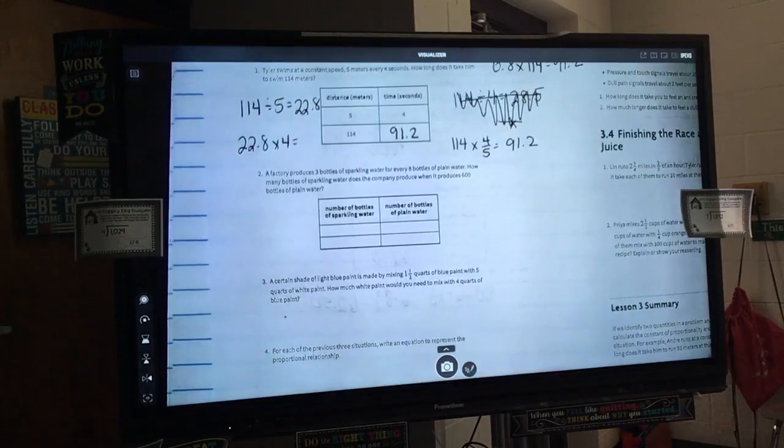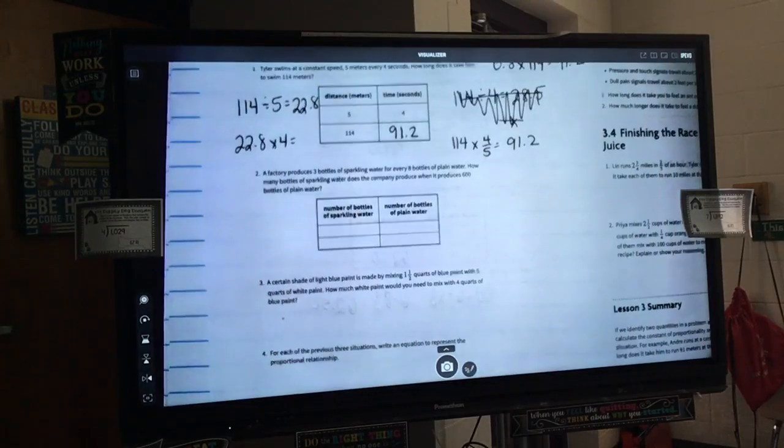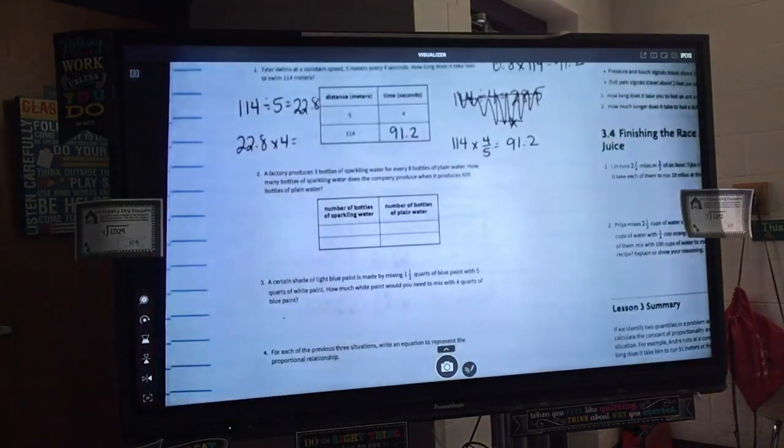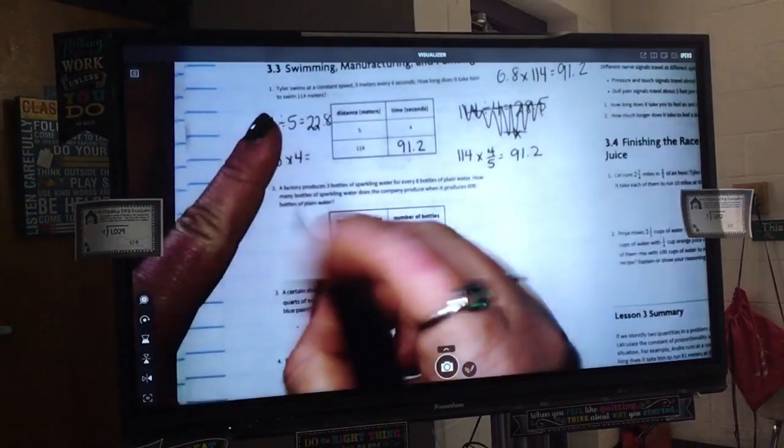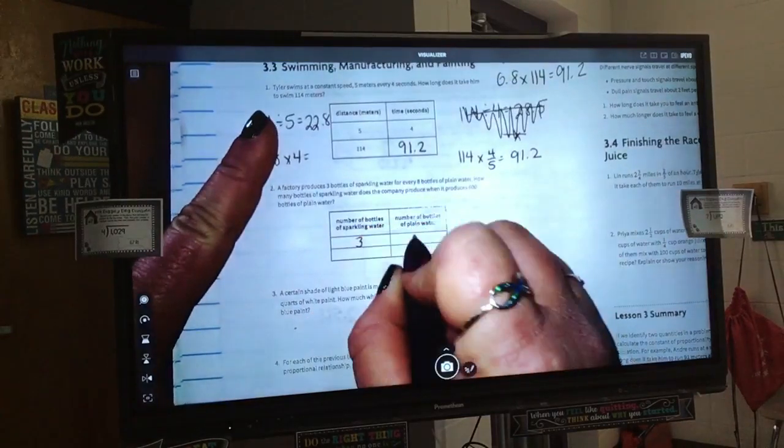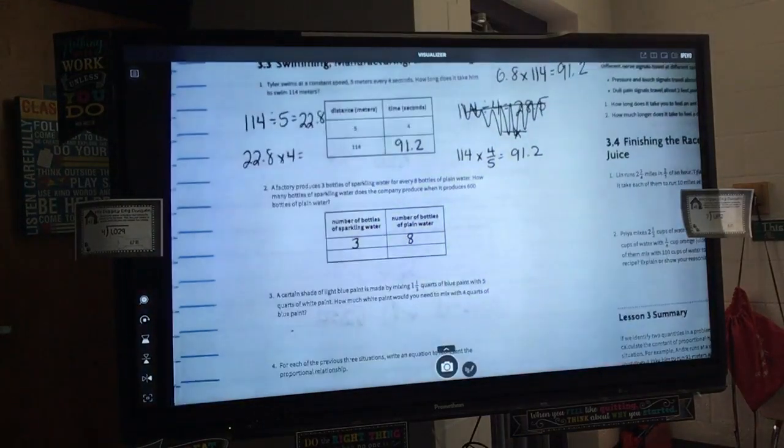All right, we have no numbers in our chart this time. So what is the first row? At least tell me that first. So what are the 2 numbers we're putting in there? Jack: 3 on sparkling water and 8 on the plain water. All right, so what was the strategy that you guys used? Let me hear it from different groups.